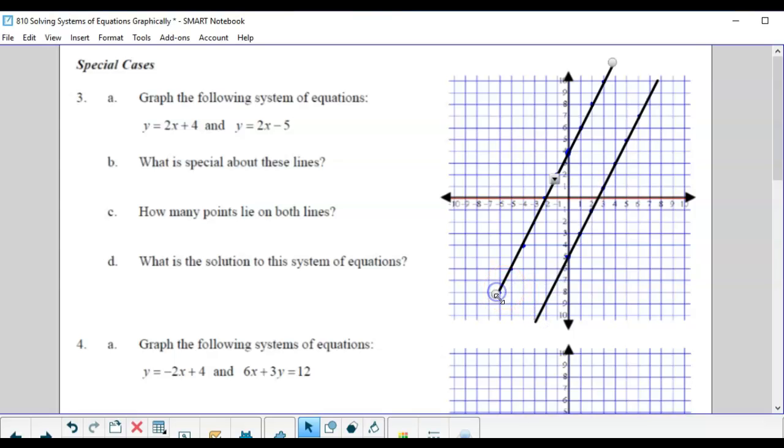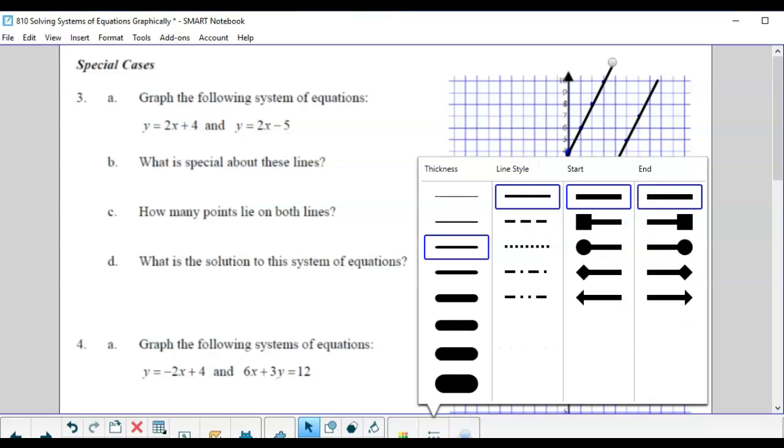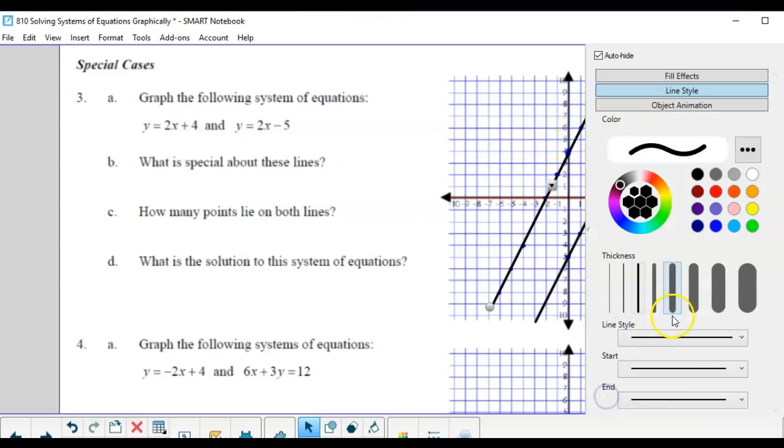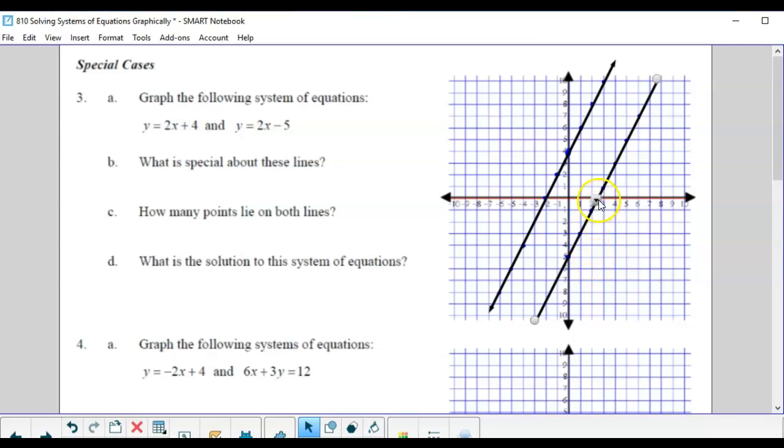And we learned back in the coordinate geometry unit that parallel lines have the same slope. Okay, so I can put arrows on the end. Okay, and then same on this one.